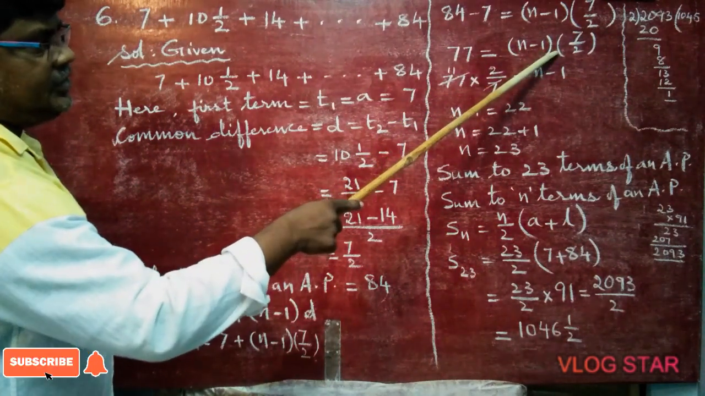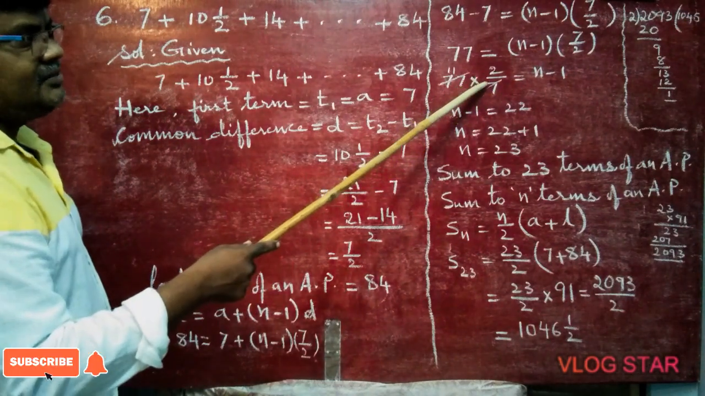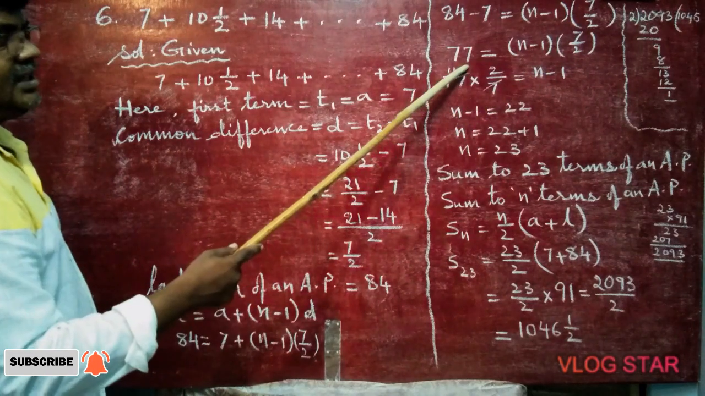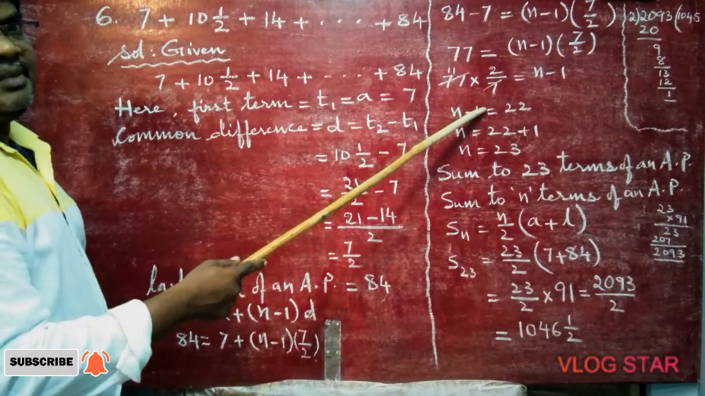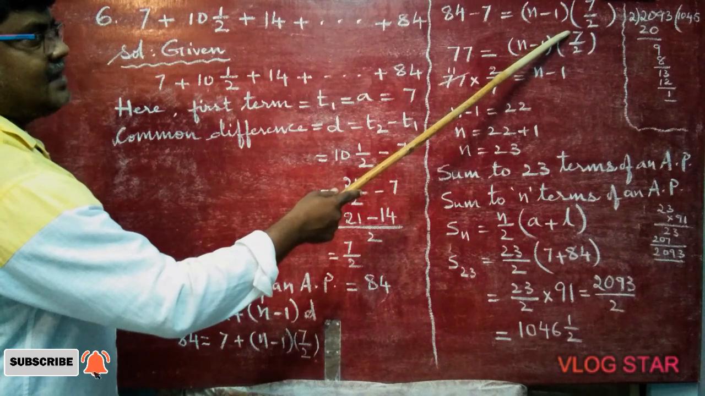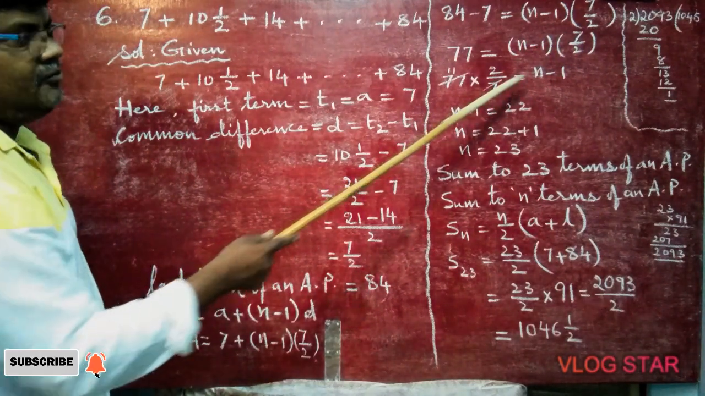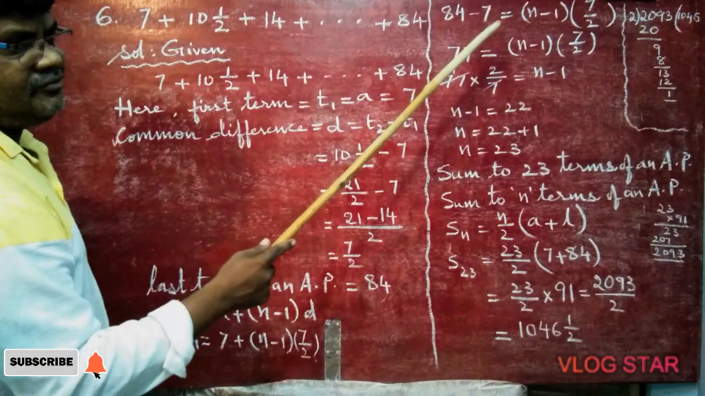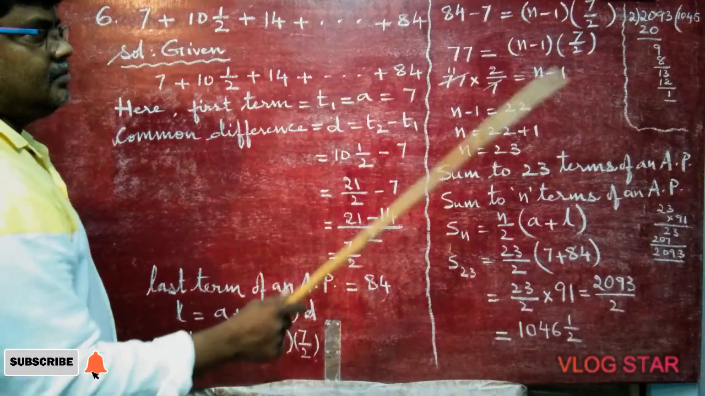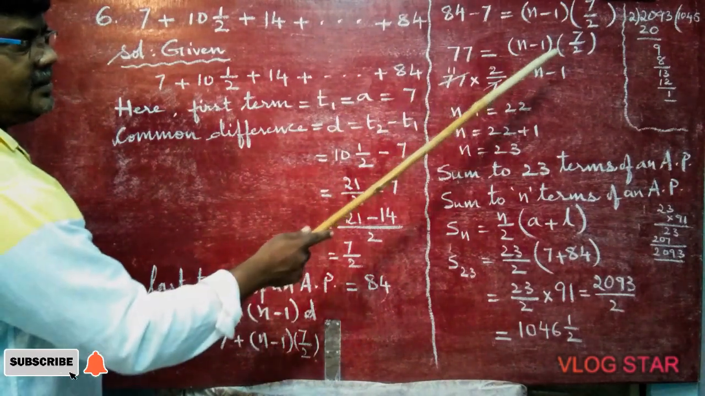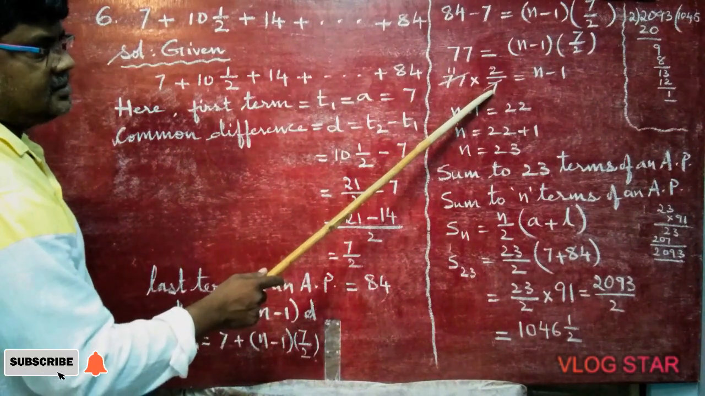N minus 1 into: multiplication comes to this side as division. Division means the fraction which comes from the right side to the left side becomes reciprocal. Keep in mind. So 7 by 2 becomes 2 by 7, reciprocal. When a fraction comes from right to left or left to right, it becomes reciprocal. Plus and minus, minus plus, division, multiplication, multiplication, fraction, reciprocal. Keep in mind all these.